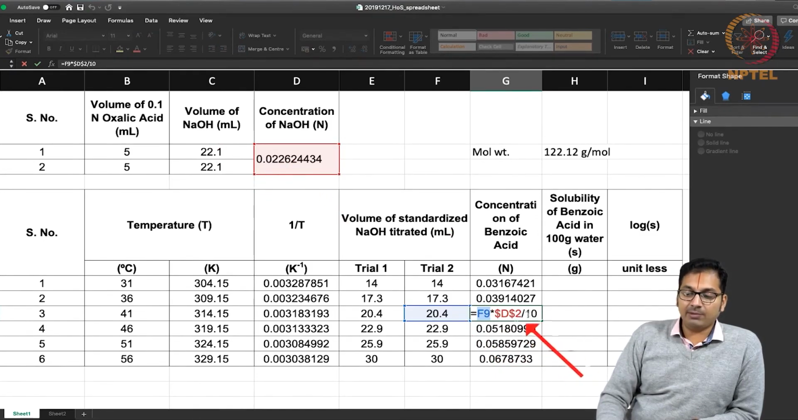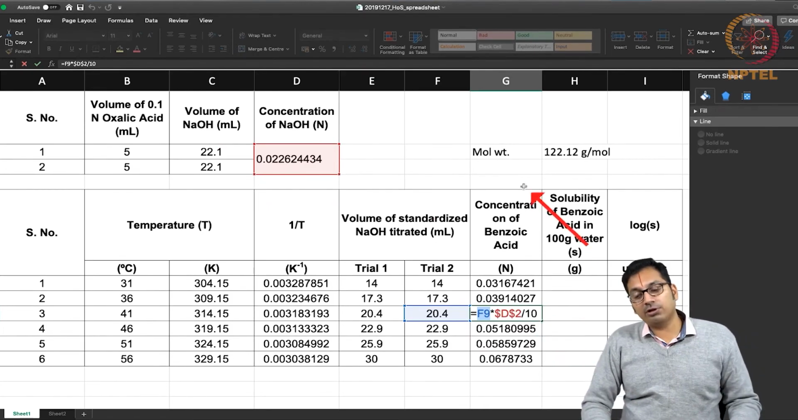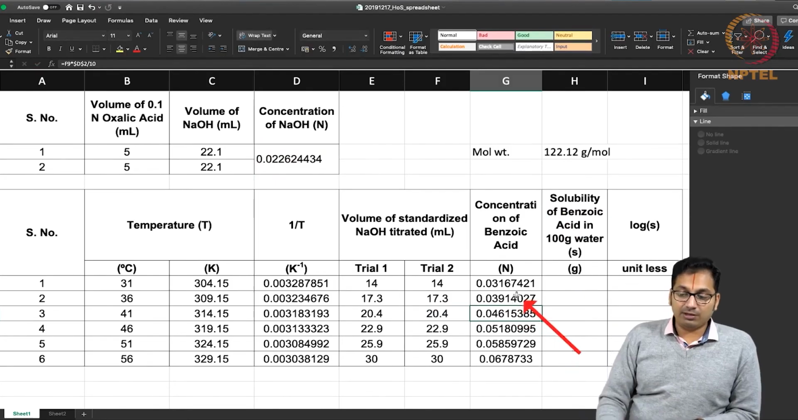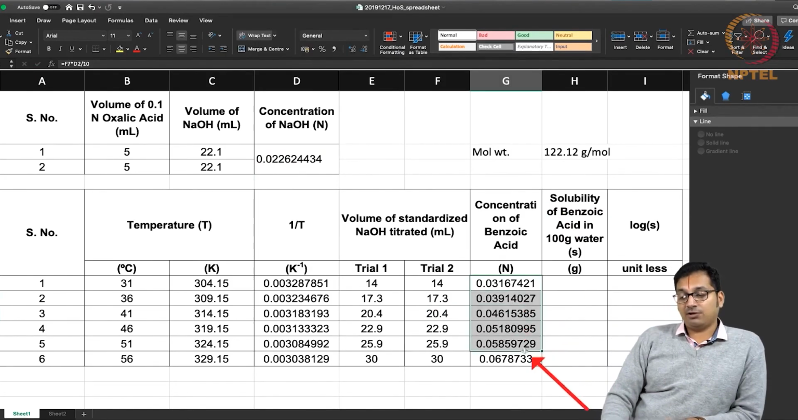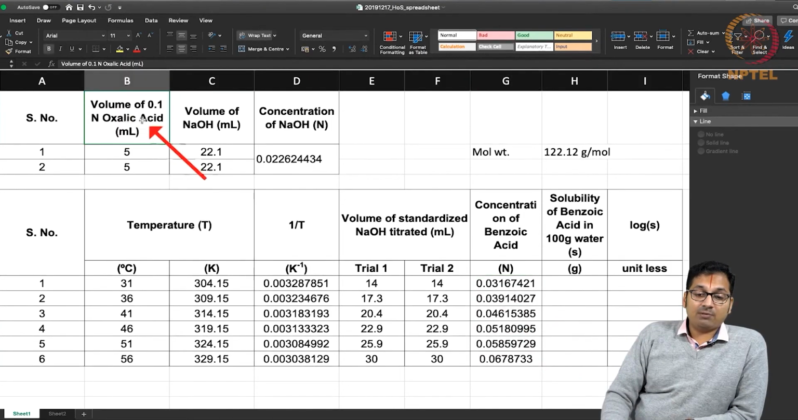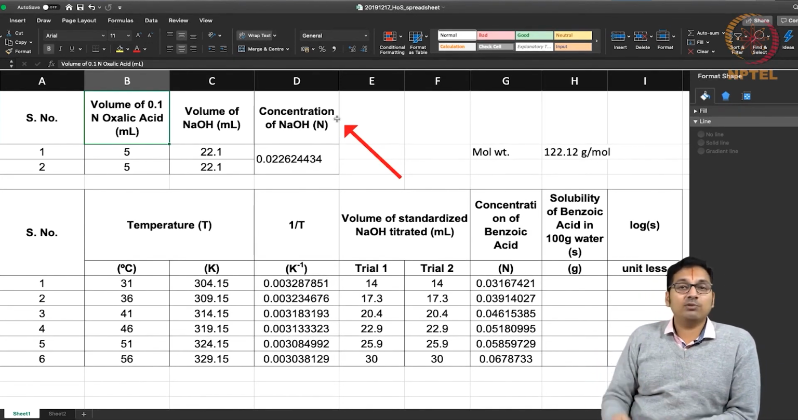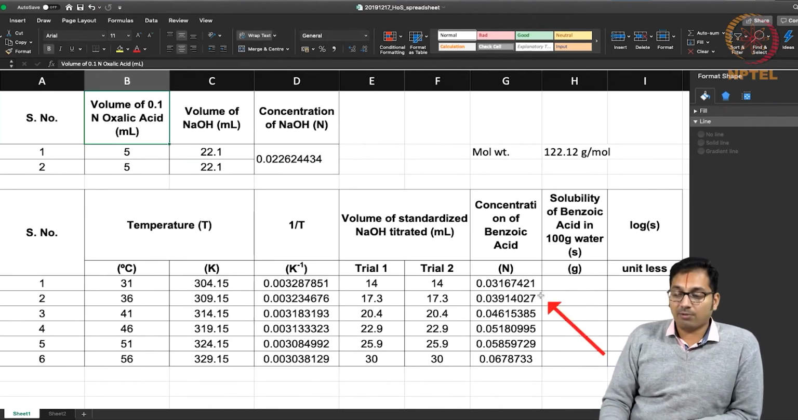And of course, you want 10 ml, so that can also be put into another cell and called upon as a formula. So now we have the concentration of benzoic acid in normality. I'd like you to understand that we are carefully using normality in this experiment and not molarity, because you are able to compare oxalic acid to sodium hydroxide 1 to 1, since the equivalence has already been put into the normality.